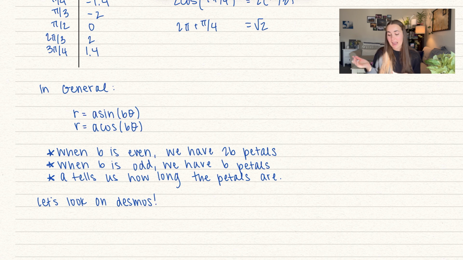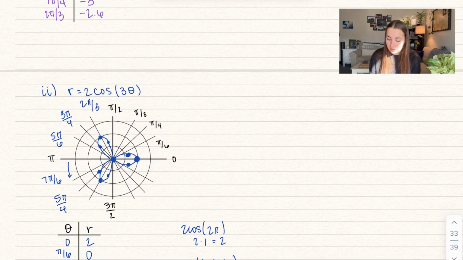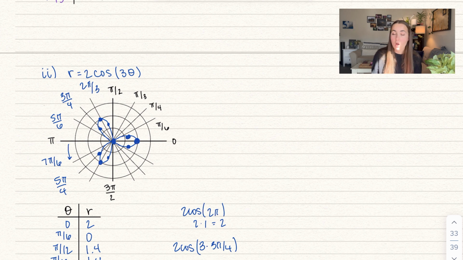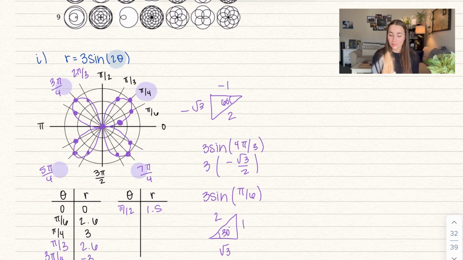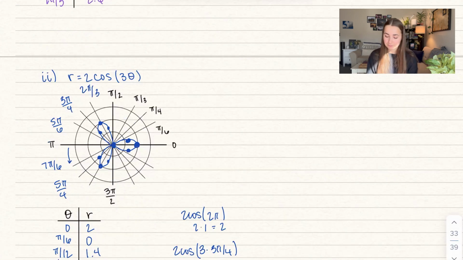Now the last thing is that a tells us how long those petals are. So here we had 2 cosine. So our petals extended a length of 2. In our first example, we had 3 sine. So our petals extended a length of 3.